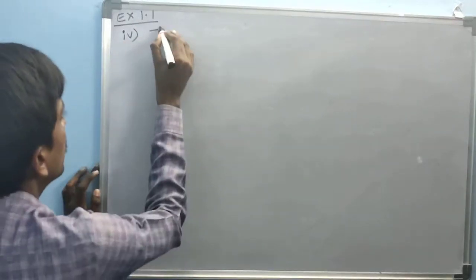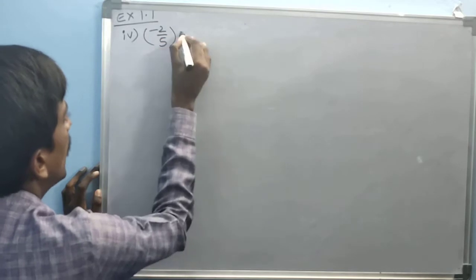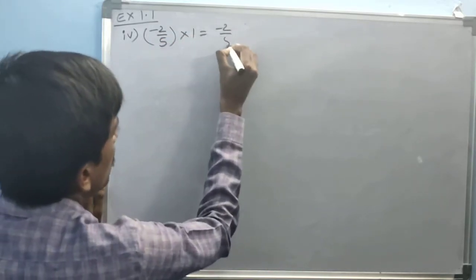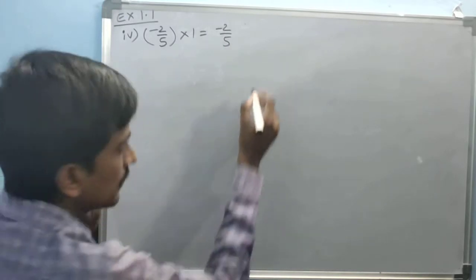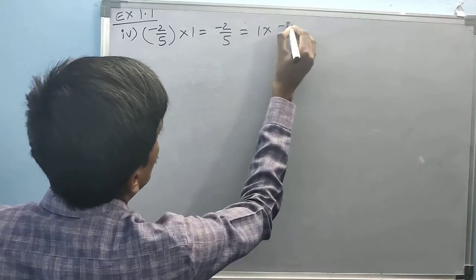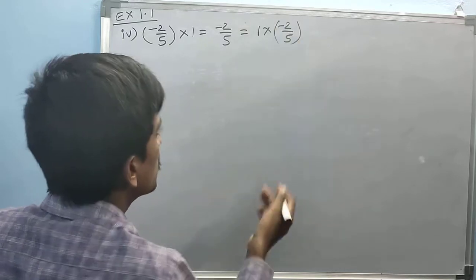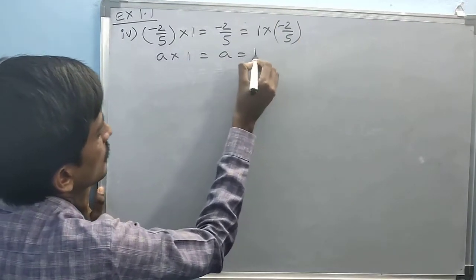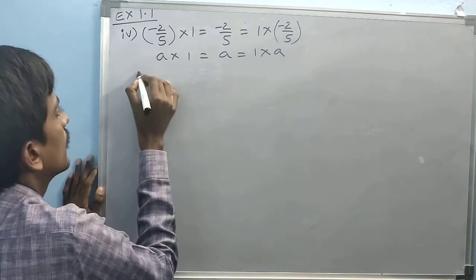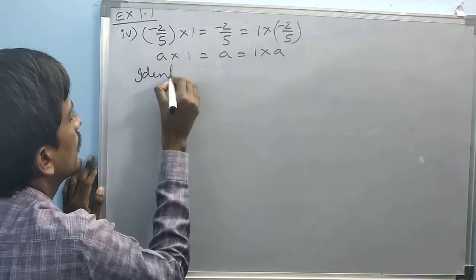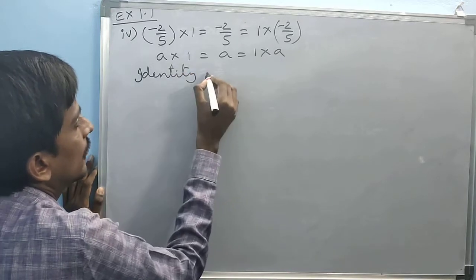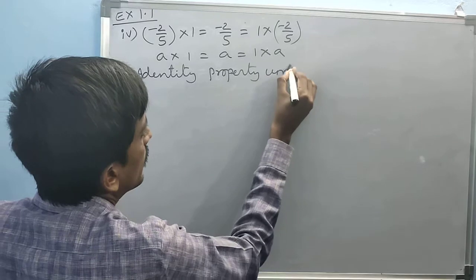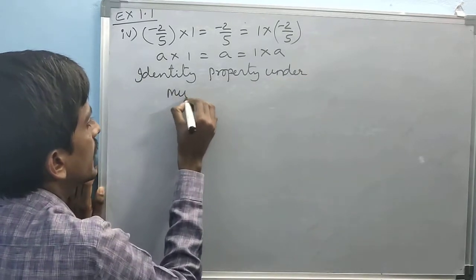Minus 2 by 5 into 1 equals minus 2 by 5, equals 1 into minus 2 by 5. Same: A into 1 equals A equals 1 into A. This is the identity property under multiplication.